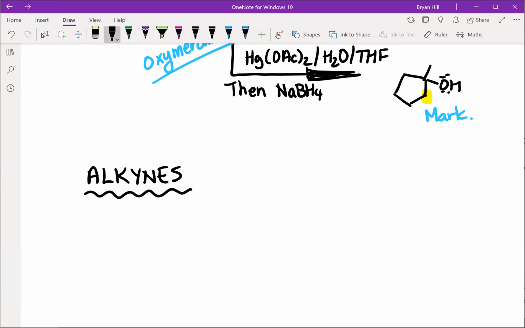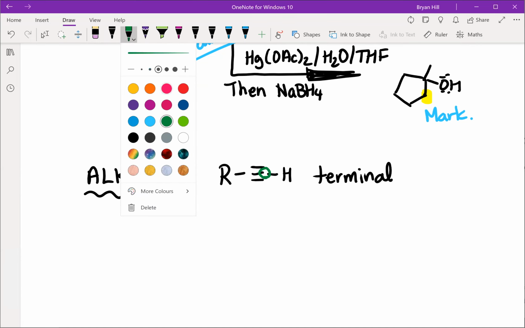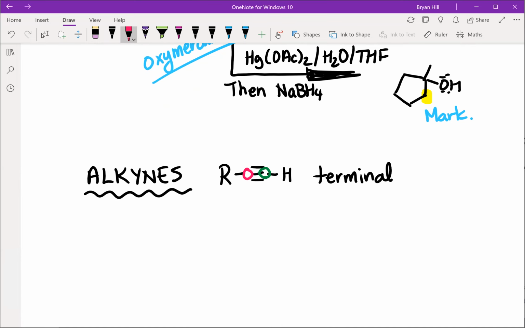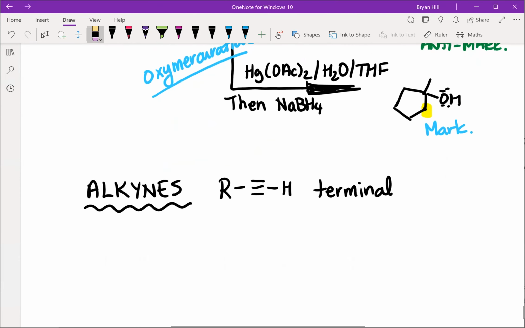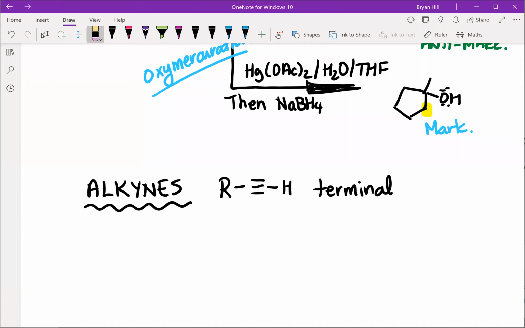Now, when it comes to an oxymercuration or a hydroboration reaction with an alkyne, the ones which will be interesting are the terminal ones, because one carbon has got a proton and one carbon has got a carbon. So if it's an internal alkyne, neither carbon's got a proton. These two reactions are a Markovnikov reaction and an anti-Markovnikov reaction, so we need a proton attached to a carbon to make the Markovnikov versus anti-Markovnikov thing work.